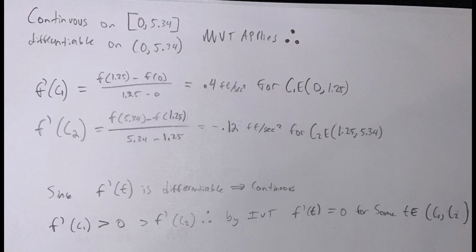Since f of t is twice differentiable, then f prime of t is differentiable and also continuous, so the IVT applies. F prime of c1 is greater than 0, and f prime of c2 is less than 0. Therefore, by the IVT, f prime of t equals 0 for some t on the interval from c1 to c2. And since f prime of t has to equal 0, there must be a point t where runner A's acceleration is also equal to 0.